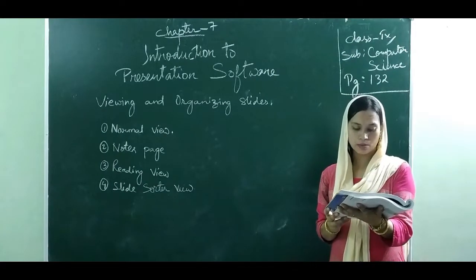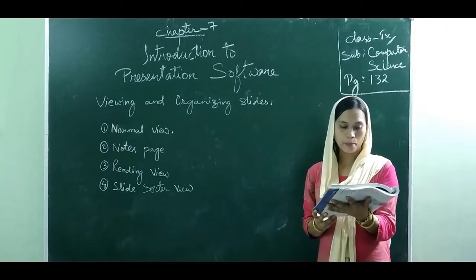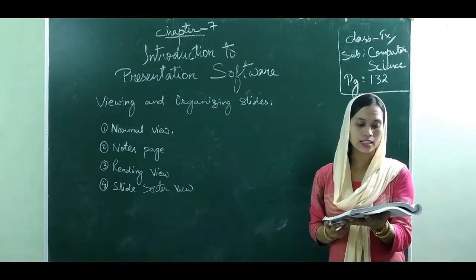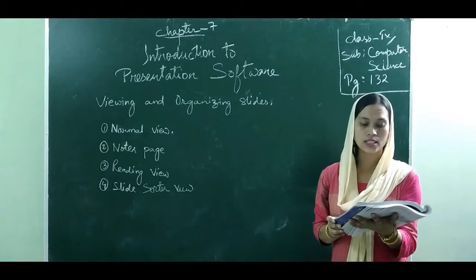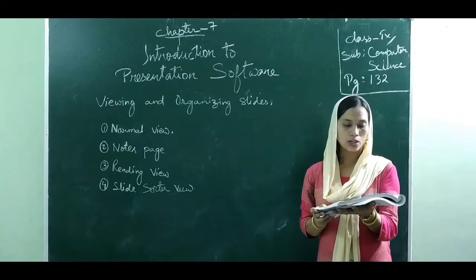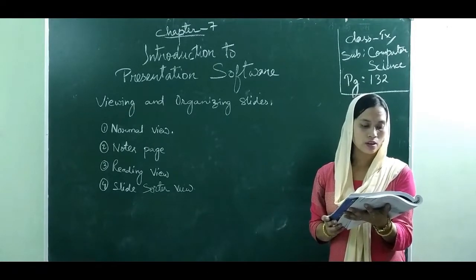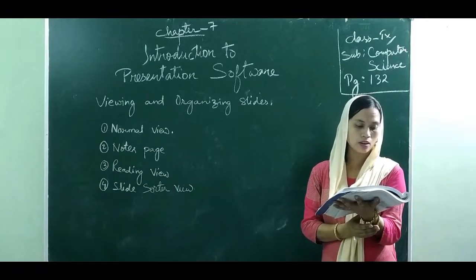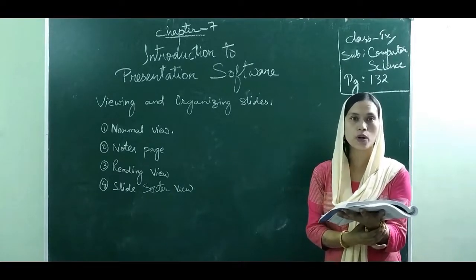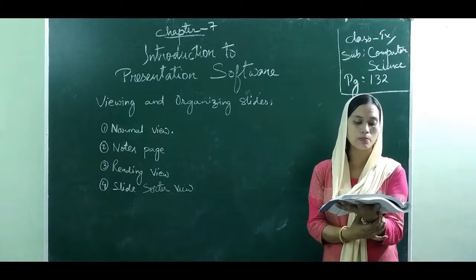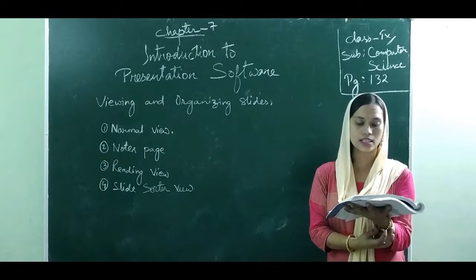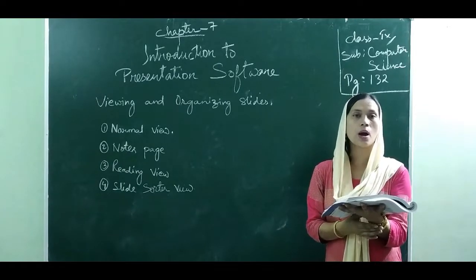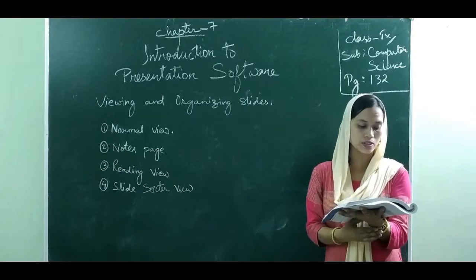Lastly, open page number 141, and from page 141, learn Table 7.1. Commands used in normal and slide sorter view. Here you can find the actions and the options. First, select consecutive multiple slides. If you want to select consecutive multiple slides, then you hold the Shift key and select the slides. In this way, you can select consecutive multiple slides in the presentation.